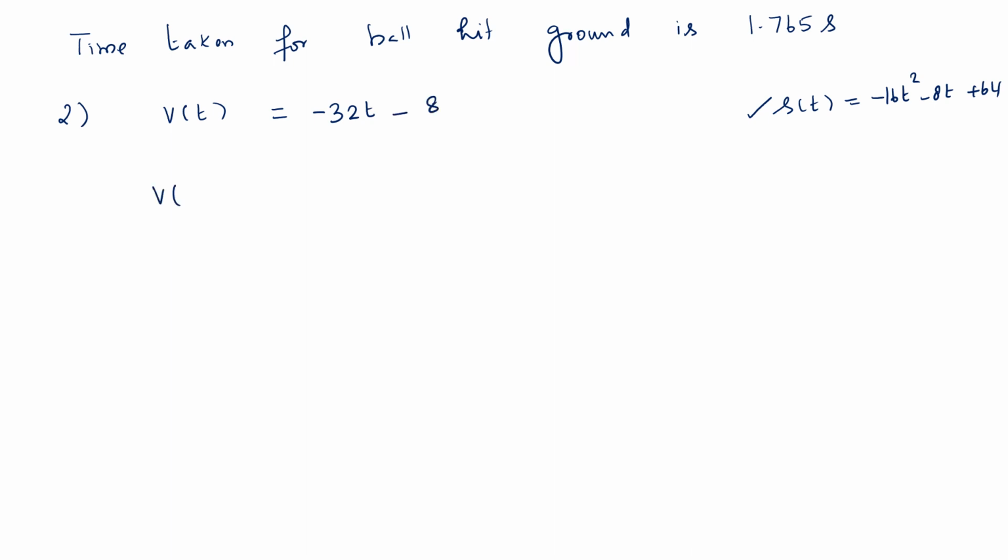Velocity at the ground. So it is v of 1.765, which is equal to minus 32 times 1.765 minus 8. So which is equal to minus 64.48. Okay, is it given in meter or feet? You have to check with the question. Okay, it is feet. So I can write feet per second.